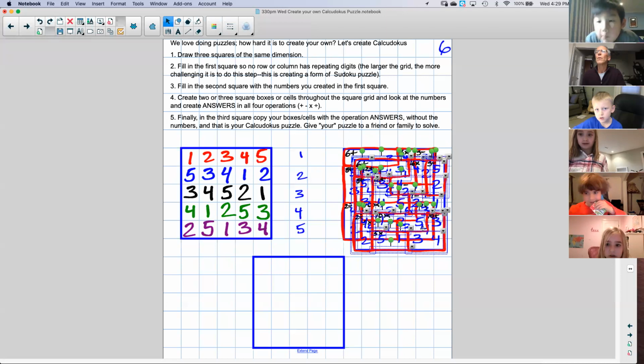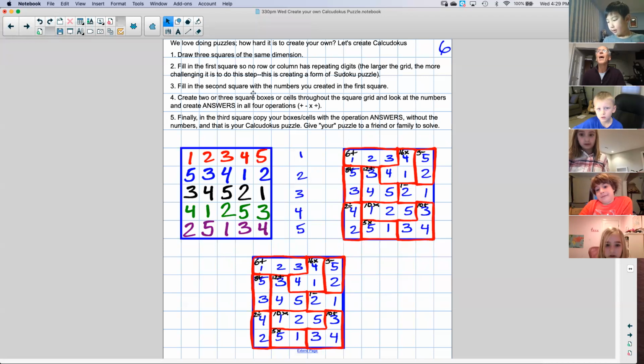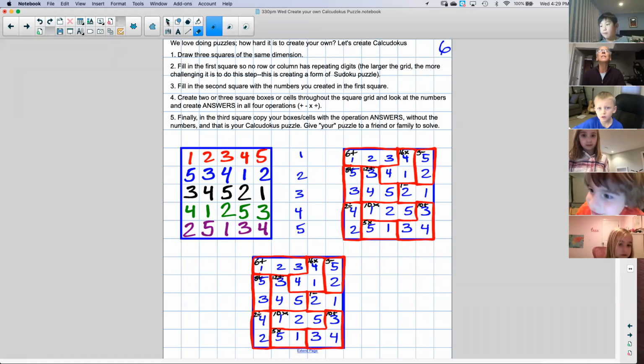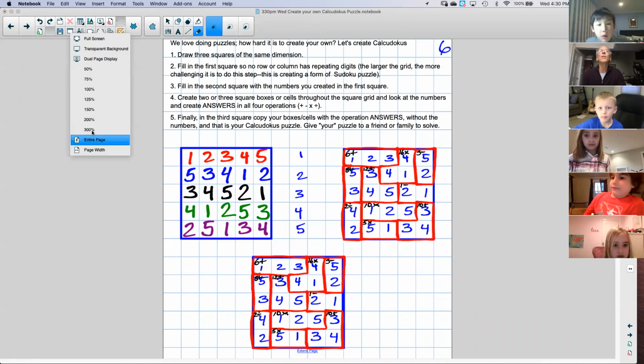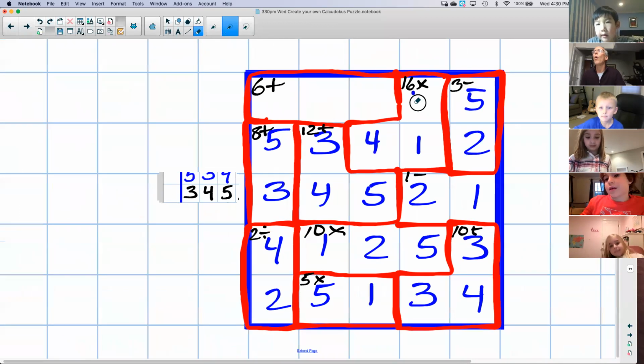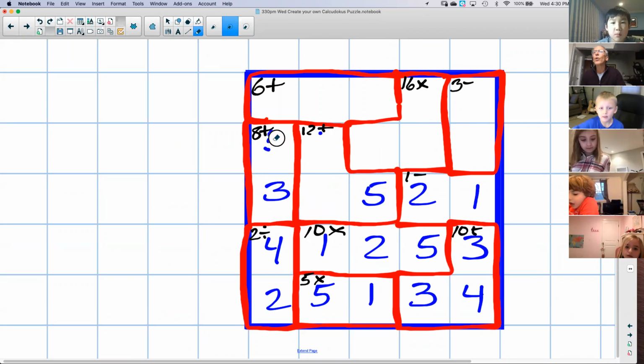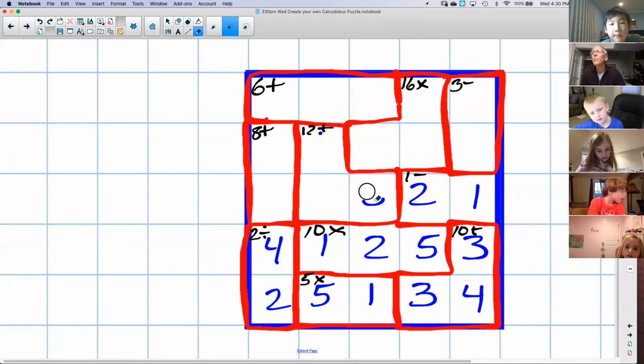Uh-oh. Here we go. And I'm going to move it over here. And then I'm going to be really, really careful to erase all of the numbers that are in there. So watch this, guys. I'm erasing all the numbers. And so now you guys can try to see if you can solve your own puzzle. Pretty cool, huh?